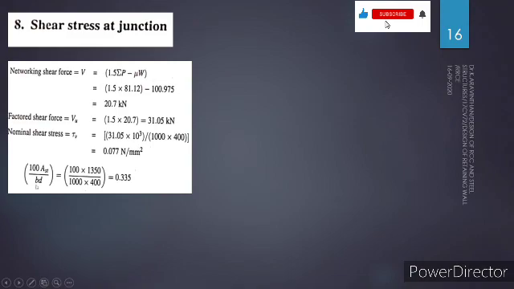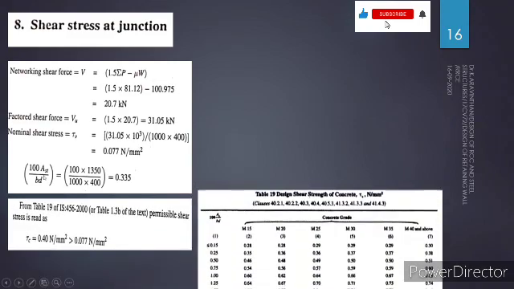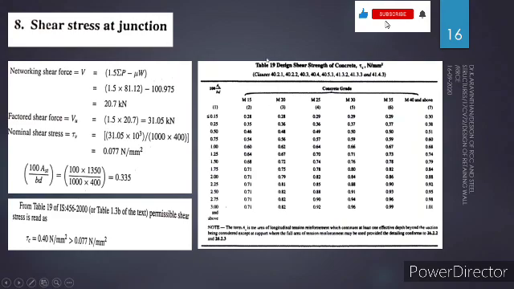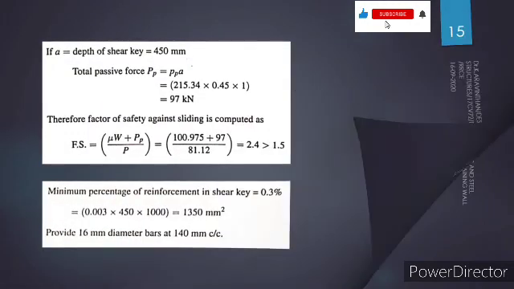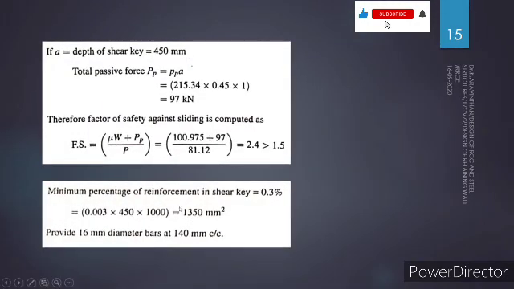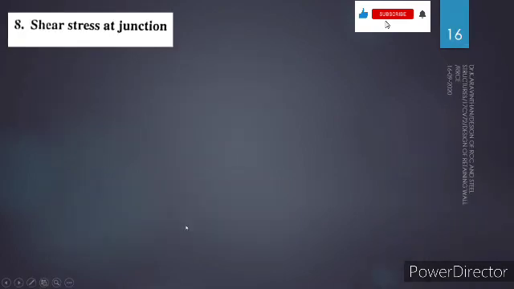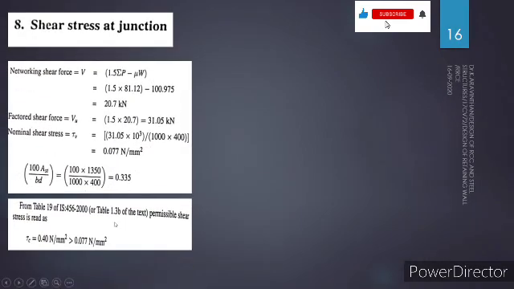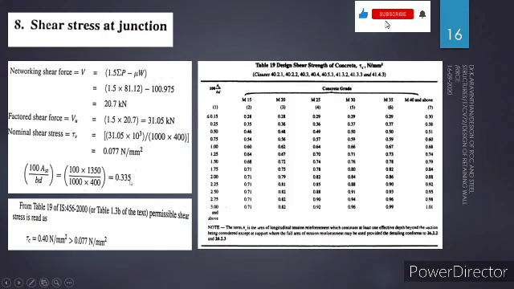How to find that? You have a table given in IS 456. In table 19, you can see 100 AS by BD, where AST is what we have provided in the shear key, which is 1350. You can check that we have provided shear key reinforcement of 1350, and if you divide that by B into D, you will get 0.335.